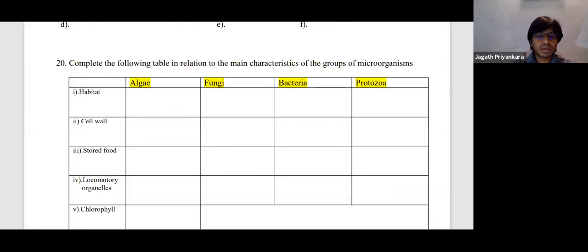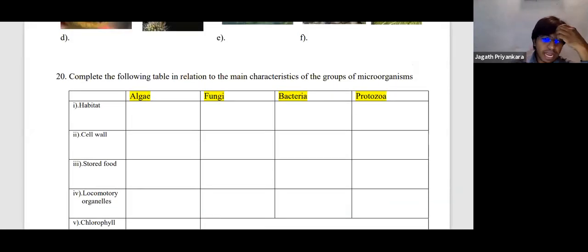So this is a theory tube. You can see now algae, bacteria under prokaryotic. These are the 4 groups of microorganisms. But algae and protozoa you get under one kingdom.